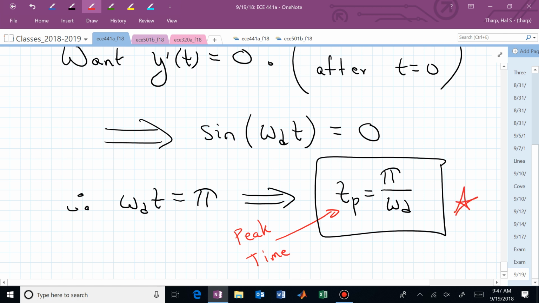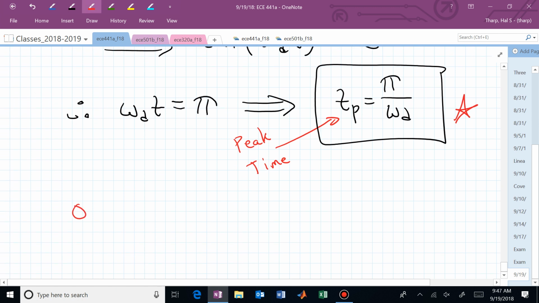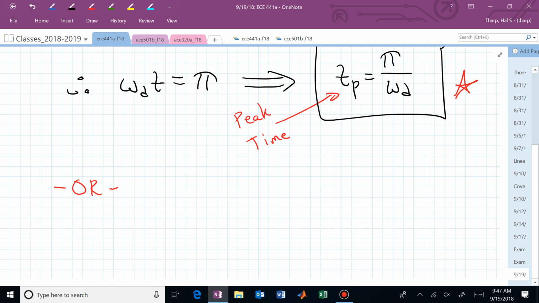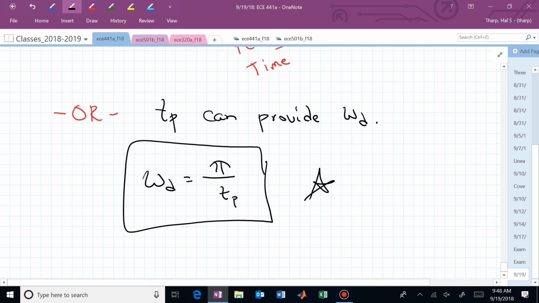Was that one of our formulas we wanted to derive? Or we could now say that we really wanted to use the time to peak to solve for omega sub d, and we have that. T sub p can provide omega sub d. Wow. Having a hard time with stars. Questions on that?